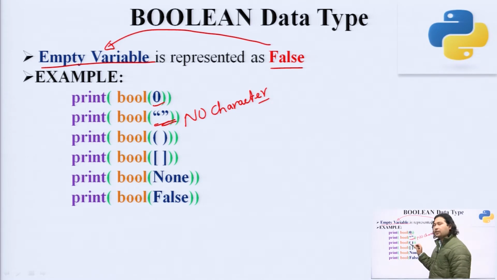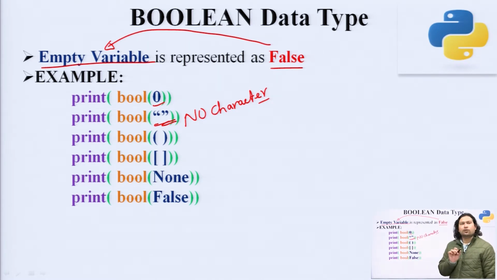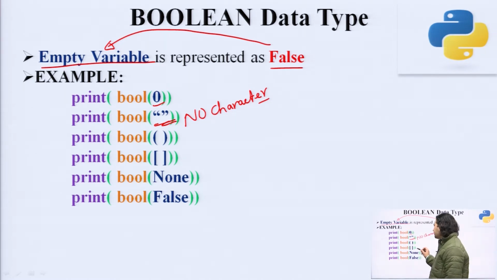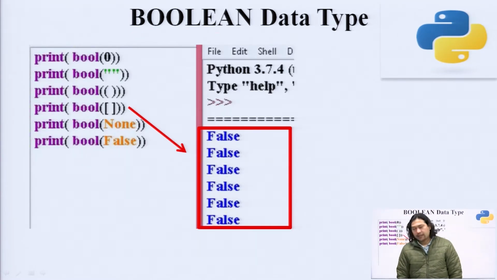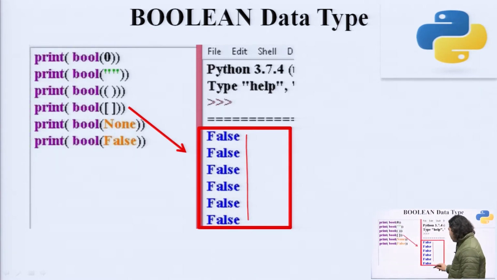Now, again I am repeating that character is not a word which must be used in Python programming, but still for the easiness of this language I am just using it, otherwise it is a zero-length string. Next, you can see it is a tuple, and in the tuple you can see there is no element. Similarly, the empty list, and the last thing is the 2 reserved keywords, None and False. And here you can see in the output that all are representing the false data type.